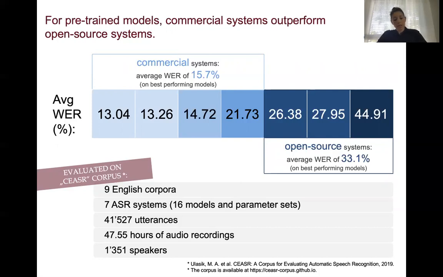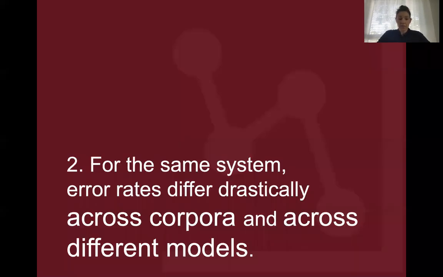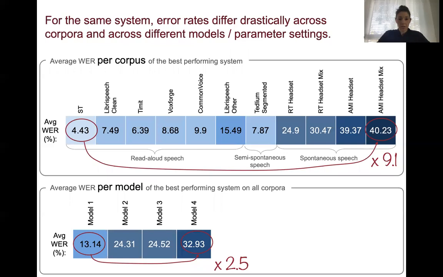And when looking at this heat map, one may say that these results are actually surprising, taking into consideration what we read in the literature. There we read about word error rates of 5% or even less. Well, the reason is that it's hard to name one single word error rate per system, as for the same system, error rates differ drastically across corpora and across different models. You can see it on the example above.